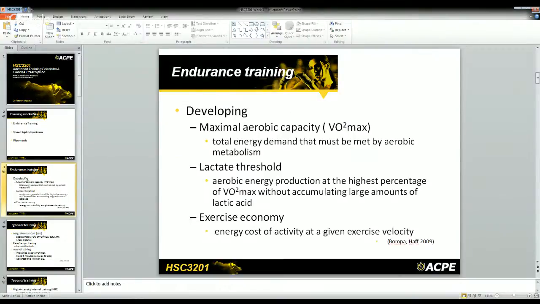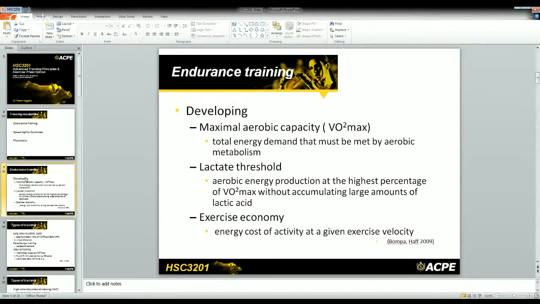Now, when we look at endurance training, anything that's developing your aerobic capacity is going to be considered endurance training. We're looking to develop your maximum VO2, your VO2 max, and that's the max amount of oxygen you can use per kilo. We're also looking to enhance your lactate threshold.